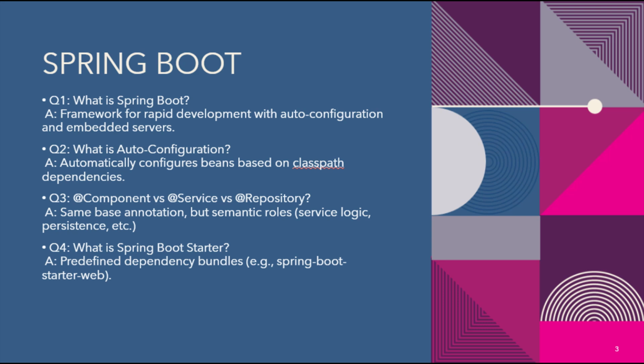Interviewers also ask about annotations like Component, Service, and Repository. Technically they are similar, but they are used to define roles clearly. Service is for business logic, Repository is for persistence, and Component is a generic stereotype. Another common question is about starters. Spring Boot starters are dependency bundles such as Spring Boot Starter Web or Spring Boot Starter Data JPA, which simplify project setup.